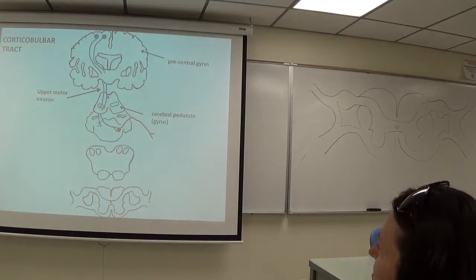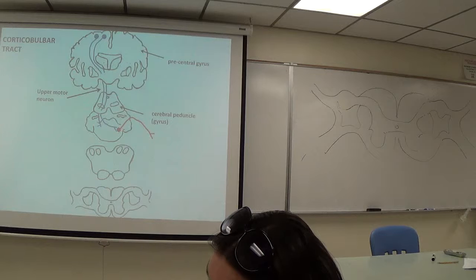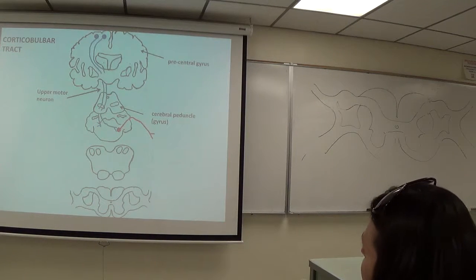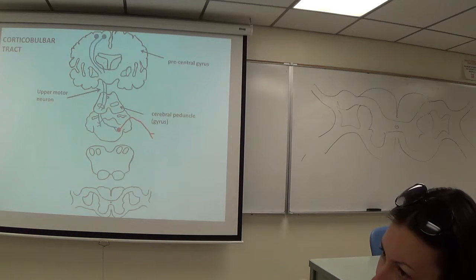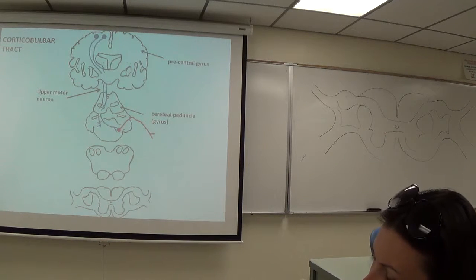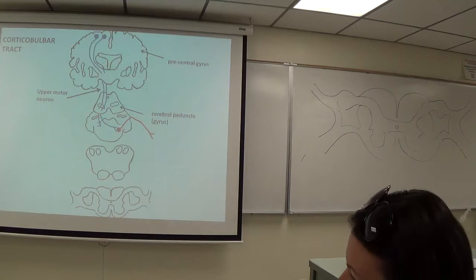All right. So even if it crosses over, the second degree crosses over, if the damage is after it, it'll be on the same side. We're talking about sensory. You just have to trace it back to where the information is coming from, even if it's on the second degree.